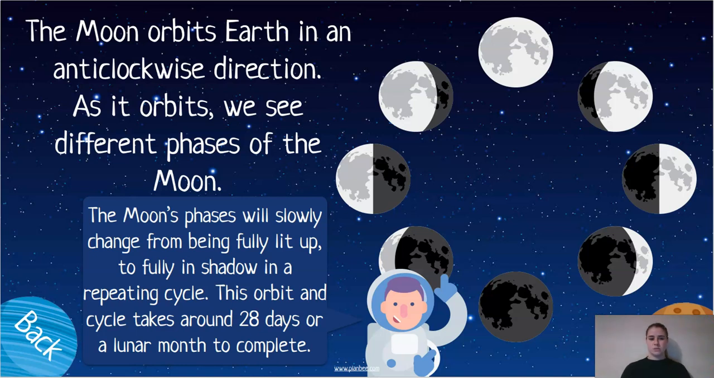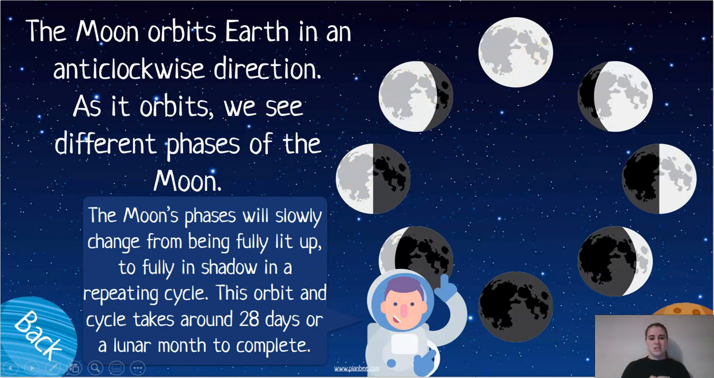So the moon's phases will slowly change. Okay, it starts from being fully lit. And then as it starts to go round, you can see that the lit part of the moon gets smaller and smaller until we get about halfway through the cycle, when actually we don't see much of the moon at all. But then we start to see a little bit more of the moon as we start to go back round to the end of our cycle before we go back to a full moon.